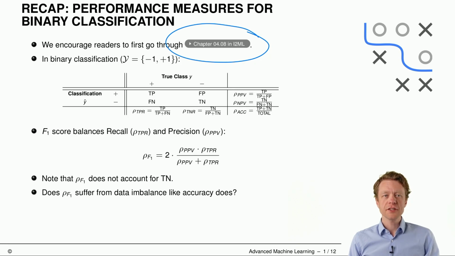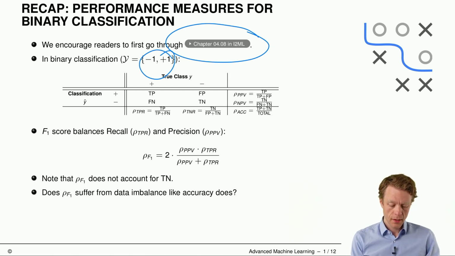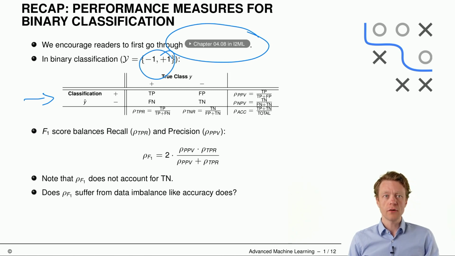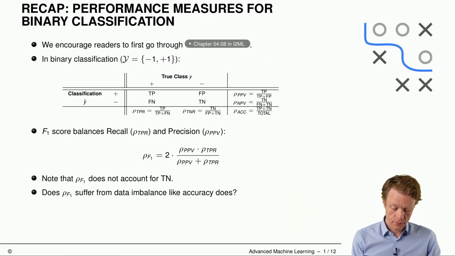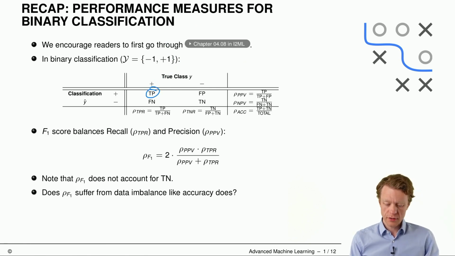So in binary classification, at least if we define the two classes as negative and positive class, so -1 and +1, we can always look at these confusion matrices. In the rows, we have the predicted or classified class. In the columns, we have the true class. And then we can note all the absolute values of true positives, false negatives, false positives and true negatives. Those sum up to n, so to the amount of data we have.